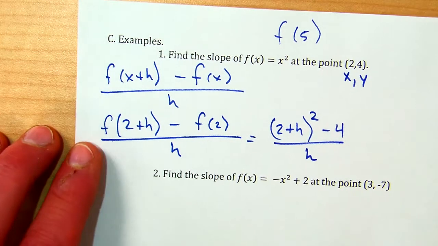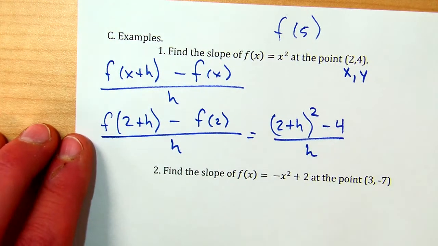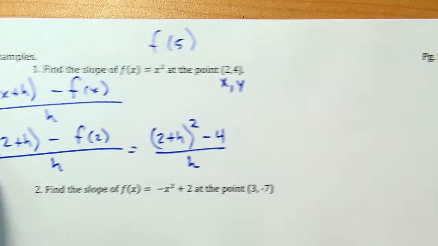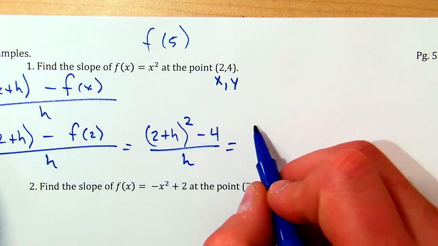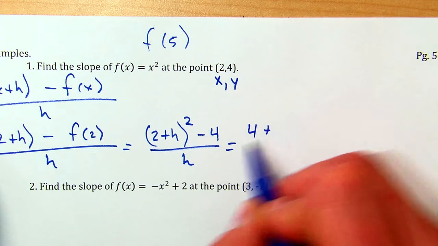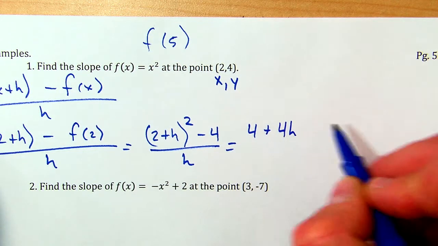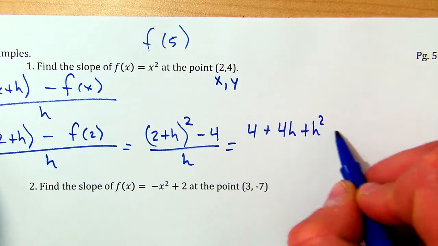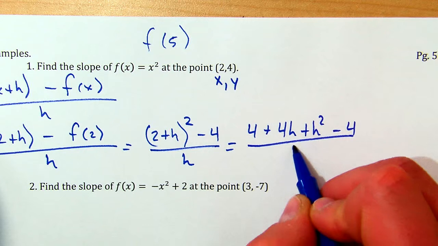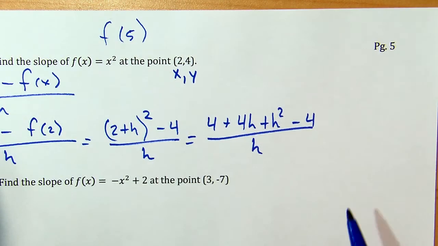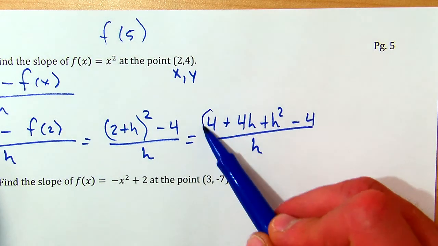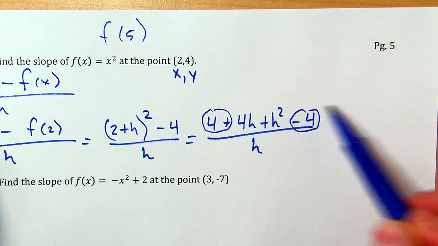Well, I still can't plug in 0 into my denominator, so I need to simplify a little bit more. So I'm going to FOIL on top. When I rewrite this as FOIL, it's going to be 4 plus 4h plus h squared minus 4 all over h. I'm going to circle the parts that cancel out. Here's a positive 4, here's a negative 4, so those are gone.